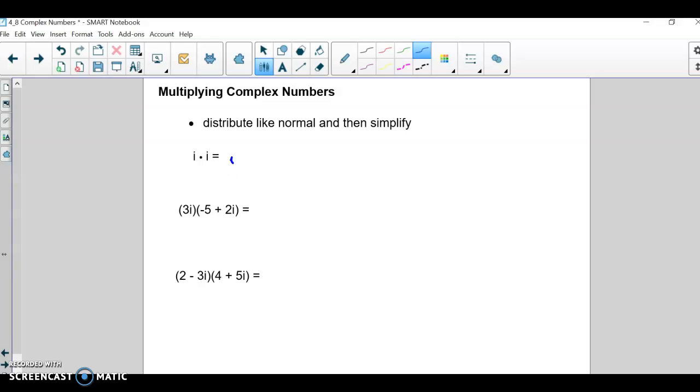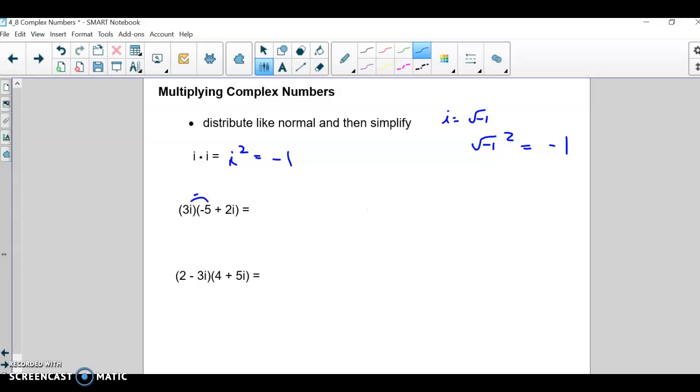All right, so first thing is to know that when you do i times i, that gives you i squared. And we talked about earlier that actually stands for negative 1. So anytime you get i squared, you can replace it with a negative 1. And again, remember, that's because i is the square root of negative 1, and if we square that, that just becomes negative 1.